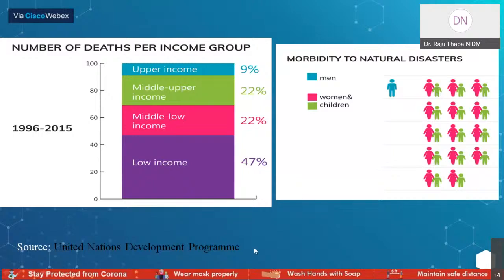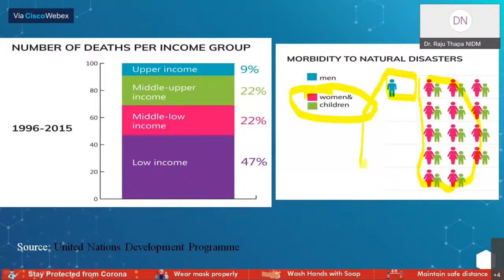And this is the 2013 UNDP report, which shows that women and children are more vulnerable compared to men. Particularly, women and children are 14 times more vulnerable as compared to men. So which definitely speaks a lot by itself.